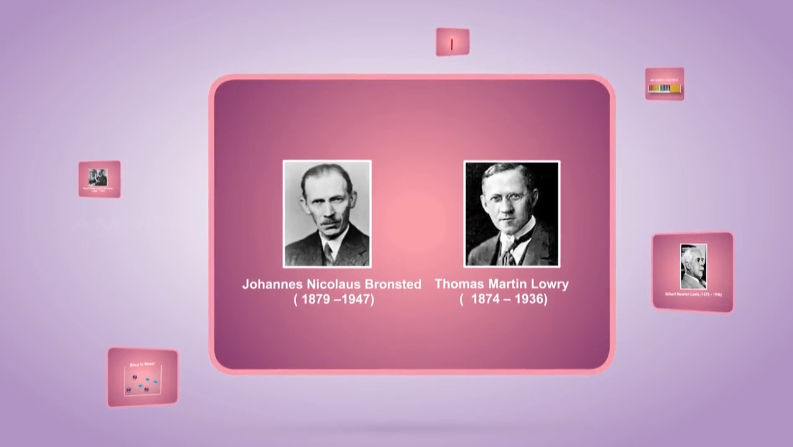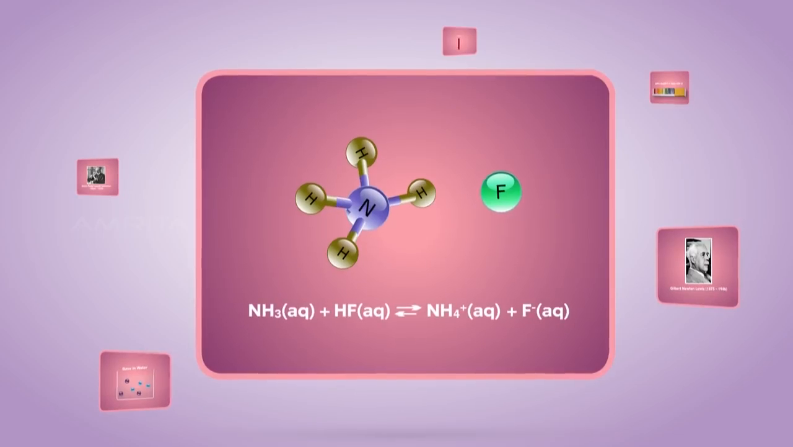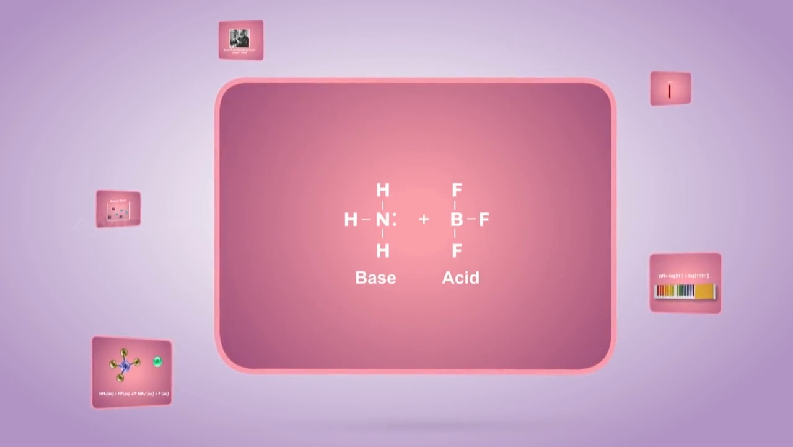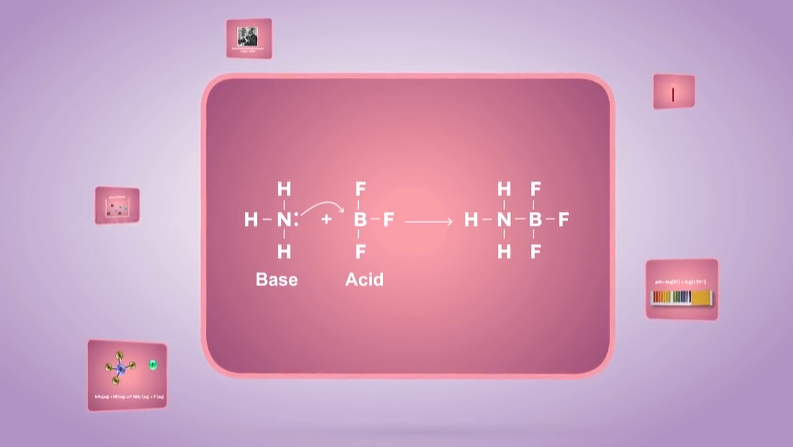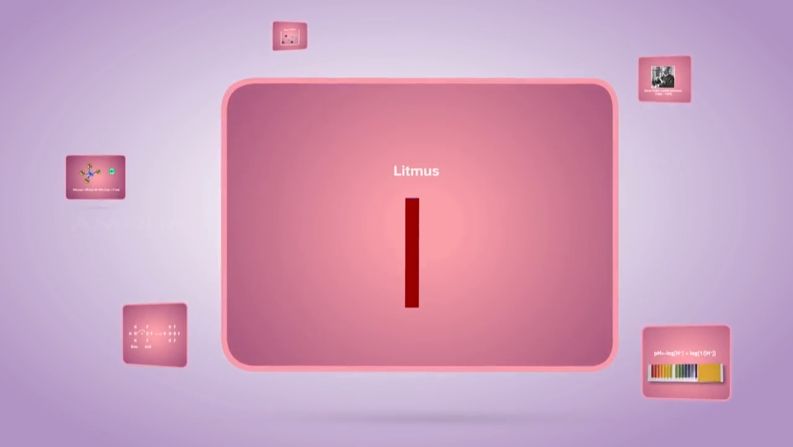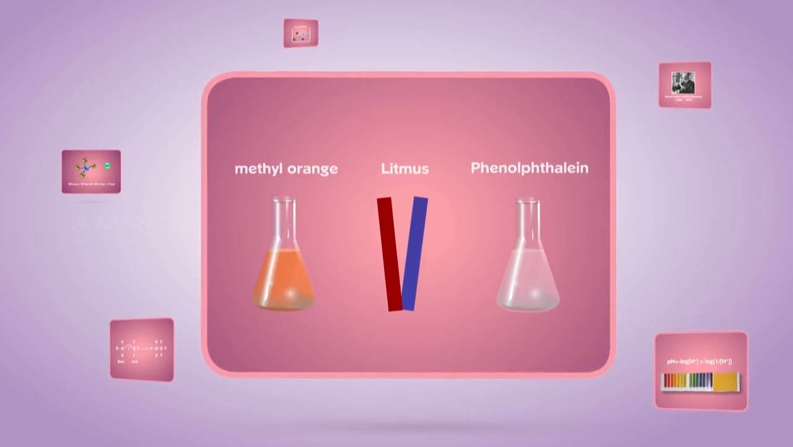Lowry and Bronsted proposed that acids are proton donors and bases are proton acceptors. According to Lewis's concept of acids and bases, acids are electron pair acceptors and bases are electron pair donors. The main acid-base indicators are litmus solution, phenolphthalein, and methyl orange.